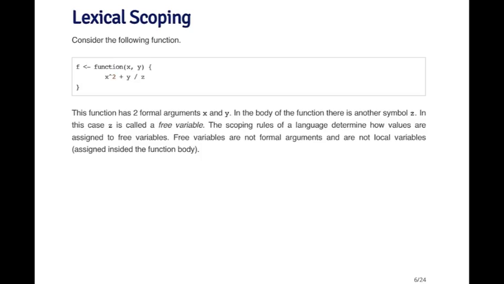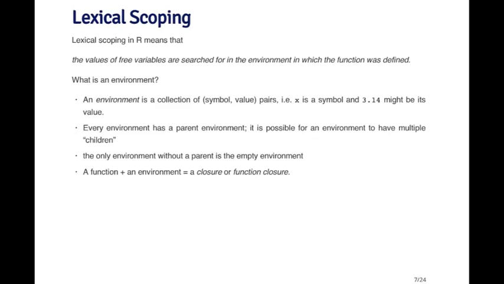And so the question is, well, what value do we assign to z, assuming that values were inputted to the function for x and y? The scoping rules of the language determine how we assign a value to something like z, which is a free variable. So the lexical scoping rules in R can be summarized by the following sentence: the values of free variables are searched for in the environment in which the function was defined. Okay, so think about that for a second, maybe repeat it a few times.